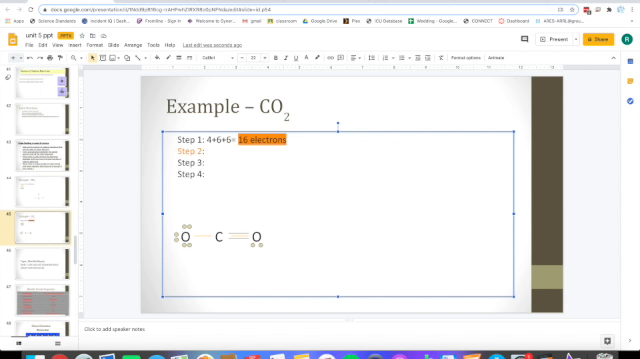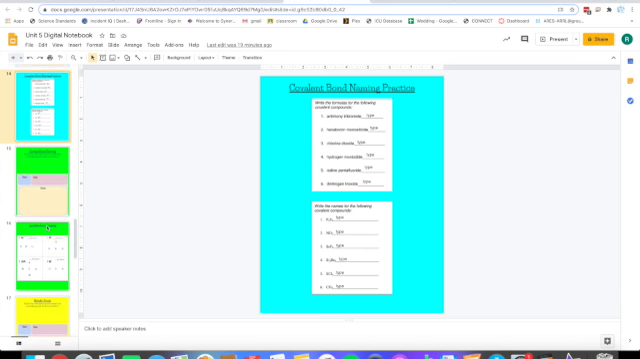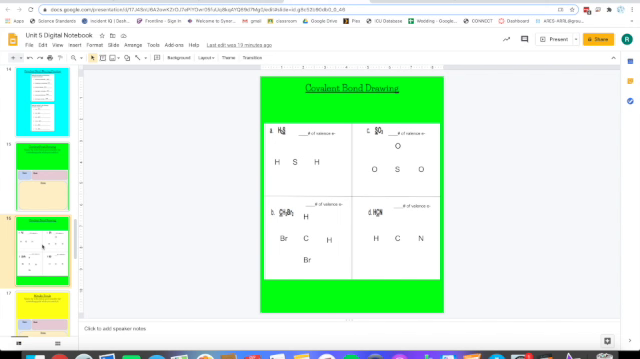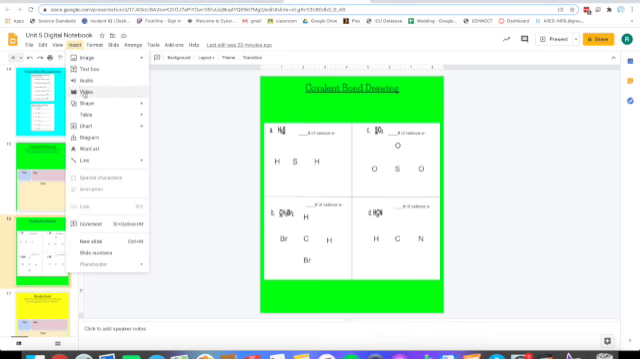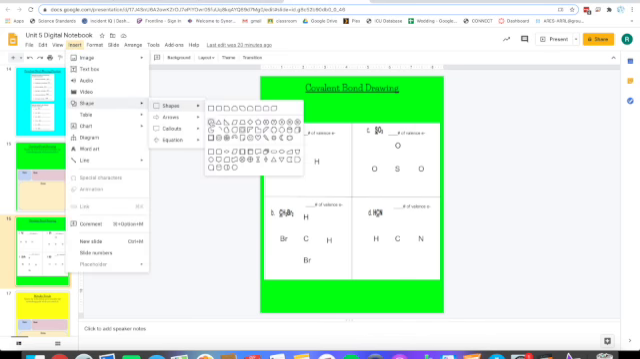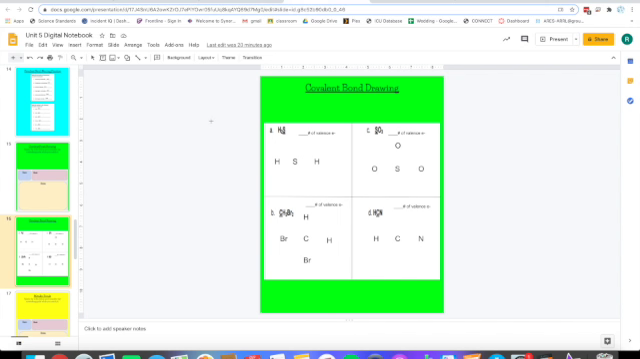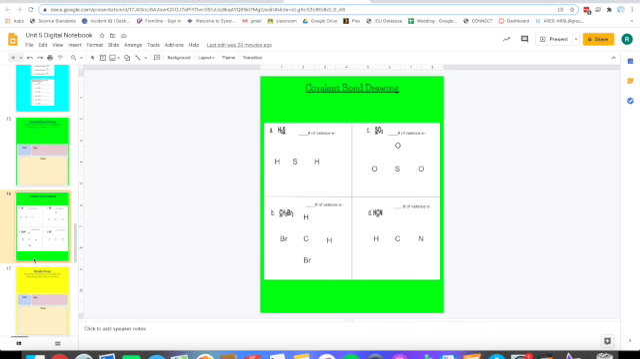If you have any questions on this in your digital notebook, there are 4 covalent bonds you will need to draw. You insert lines for the bonds, and then for dots, I did insert, shape, circle, and then once I drew one, I just copied and pasted it until I had all the valence electrons that I needed. If you have any questions or if you're not sure how to do this, please reach out to me. I'll be happy to help you and walk you through it.